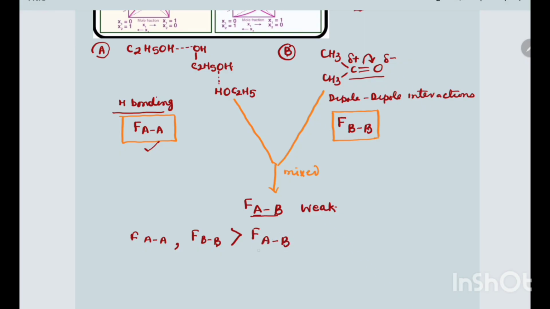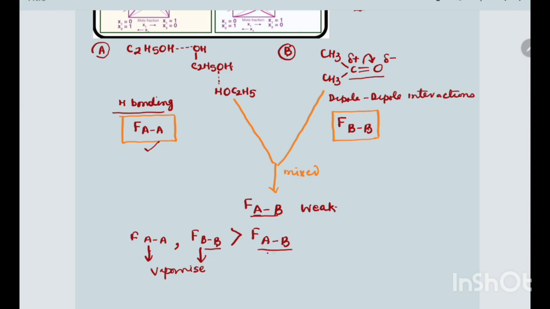That means there is a weaker force between the component A and B. When this is the scenario, then what happens is they can change into the vapors. They vaporize very easily because no one is pulling them back. There is hardly any force of attraction exerted on the particles of B by A, and hardly any force of attraction exerted by particles of B on A.